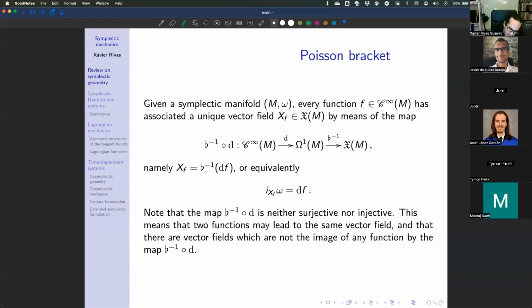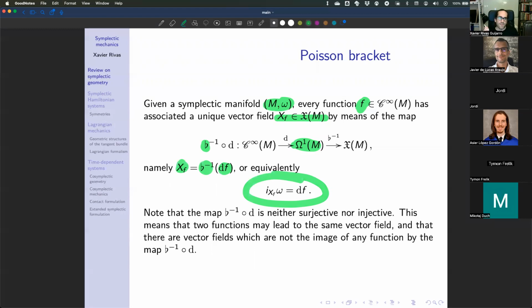Every symplectic form on a manifold induces, as I said, an isomorphism flat, and also to every function f on that manifold we can associate a unique vector field, which will be called its Hamiltonian vector field, by means of this map here: just computing its differential and then going back with the isomorphism flat. So we can define this vector field X_f as the inverse by the flat isomorphism of the differential of the function, or what is the same, this thing here. This thing is Hamilton's equation in a geometric form.